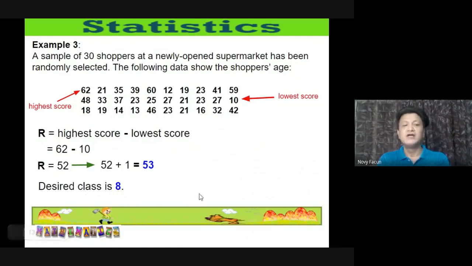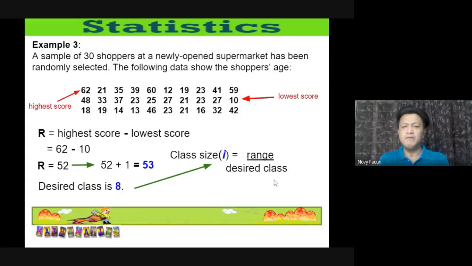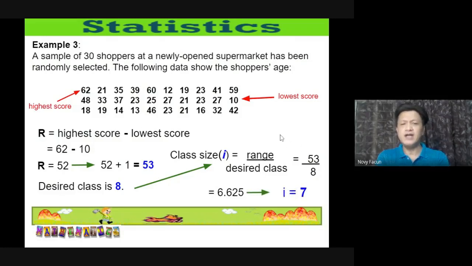Pwede naman yon. So ibig sabihin yan, eto ngayon yung aking pang-divide ngayon doon sa range para makuha yung class size natin or class width. We have range divided by desired class, that is 53 divided by 8, and that is 6.625. Take note, ang class size dapat ay kailangan whole number, kaya i-round off natin, that is 7. And then you can now proceed to step 4.